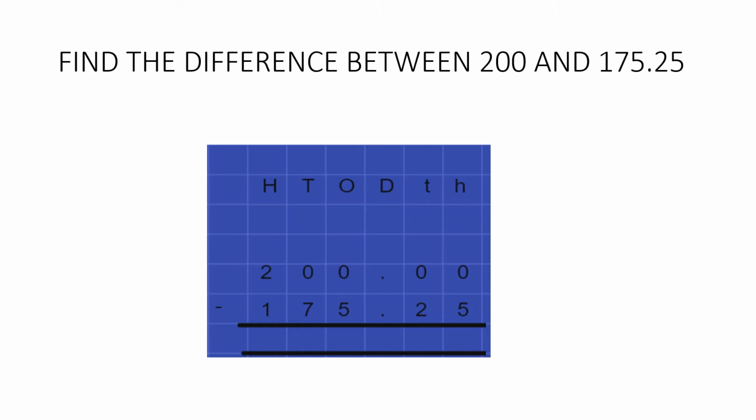We have written 200, but after the decimal in this 200 there is no digit, while here there are 2 digits after the decimal. So we will put the decimal and write 0s, because zeros after the decimal have no value. We can write them so that we can subtract 25 easily.